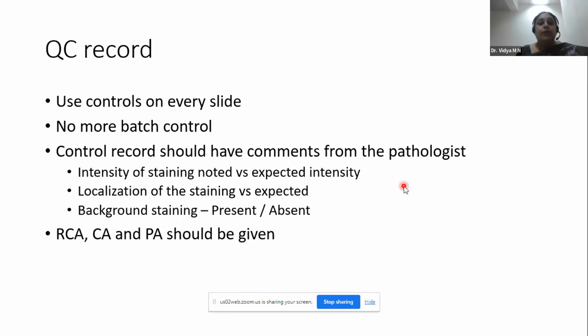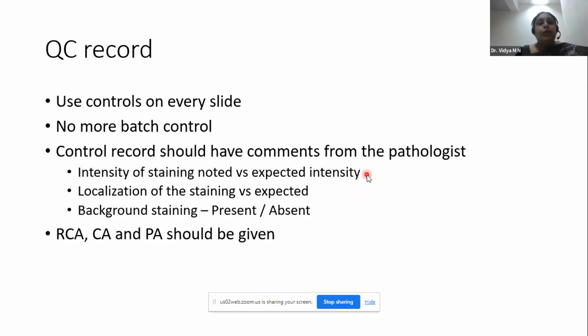So what is the control you have used? Whether you have used an equivocal control for your HER2, or a low expressor control for your S100, it really will not matter, but the same control documentation has to be there, and the intensity of staining and where the localization is has to be mentioned, and also a comment on background staining. If the control is not as expected, then you need to do a root cause analysis.